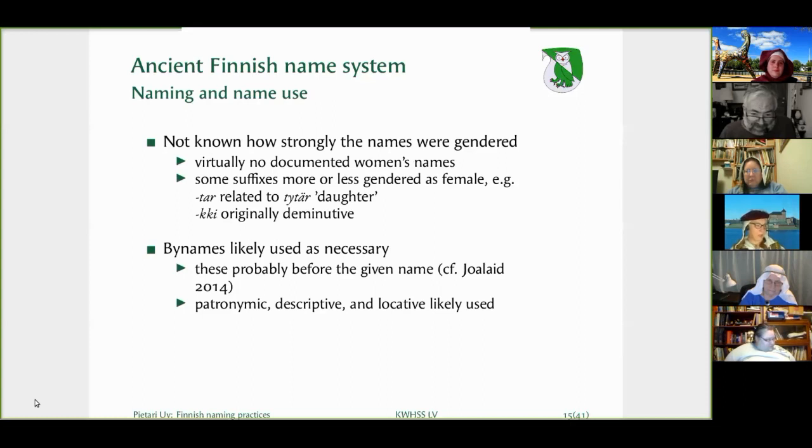And bynames were used as necessary. So patronymic, descriptive, and locative bynames are likely to have been used, but it's probable that these came before the given name, similarly to how in even modern Hungarian the surname comes before the given name. So this is something that may well be a part of the common Finno-Ugric heritage.